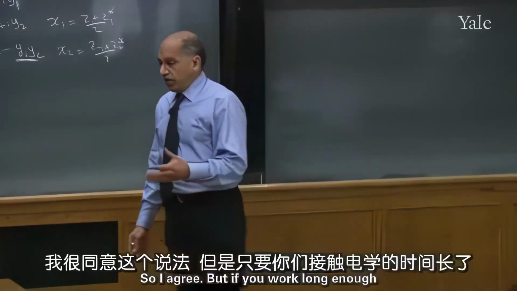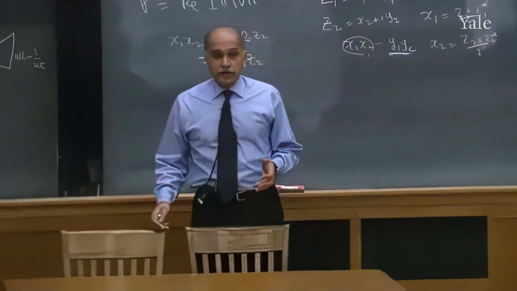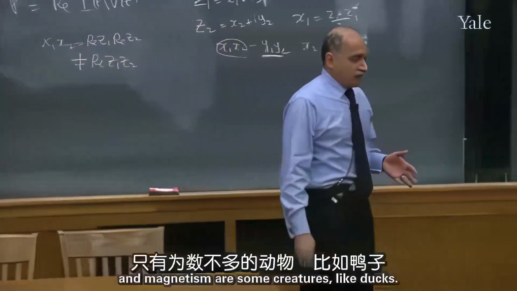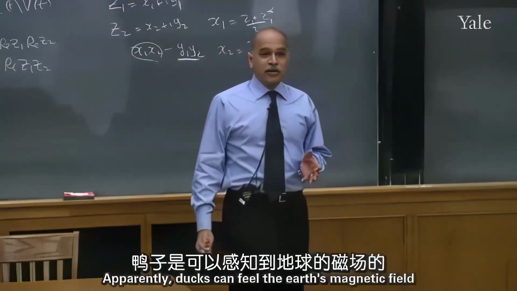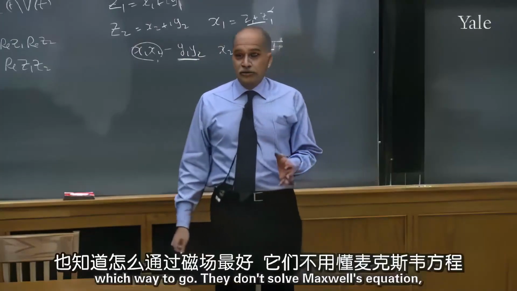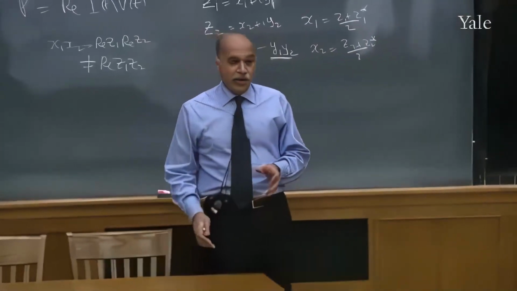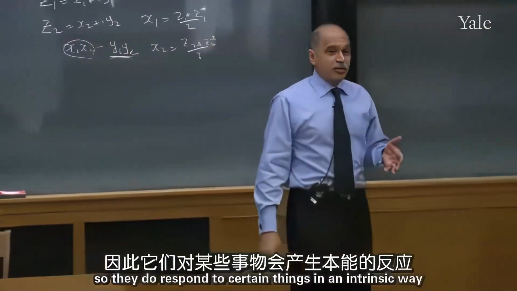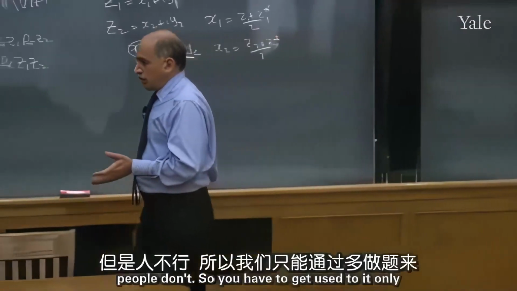So I agree. But if you work long enough with electricity and magnetism, you get used to them. The only things born with the knowledge of electricity and magnetism are some creatures, like ducks. Apparently, ducks can feel the Earth's magnetic field. And they're just going through, and they know which way to go. Okay? They don't solve Maxwell's equations, but they know how to travel. And some bees are sensitive to the polarization of light. So they do respond to certain things in an intrinsic way. People don't. So you have to get used to it only by doing more problems.